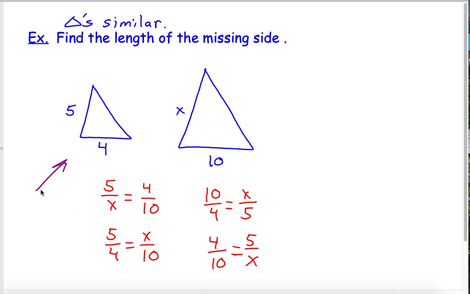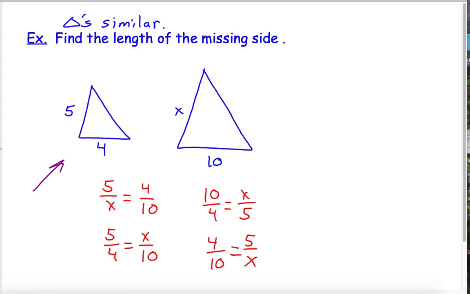So there's a lot of different ways to set it up, but if you've done it correctly, it doesn't matter which way you've set it up, you're going to get the same answer. So when I cross multiply, 5 times 10 is 50, and then equals 4 times x, and then divide both sides by 4. 4 doesn't go into 50 evenly, but it does go 12.5 times. And there's your solution.